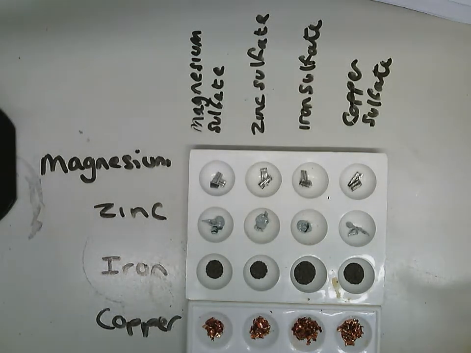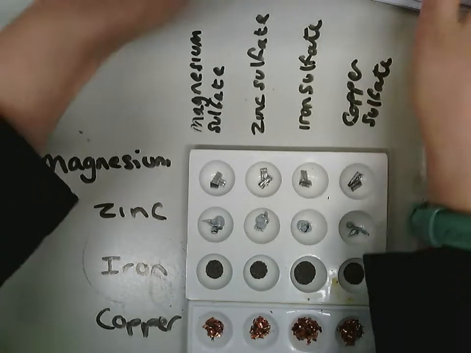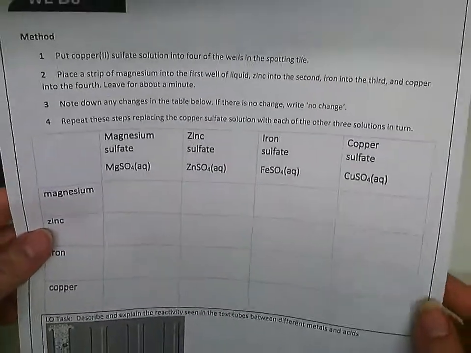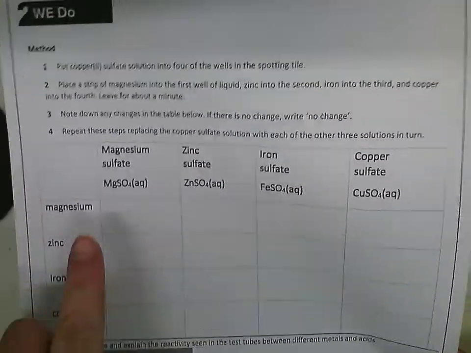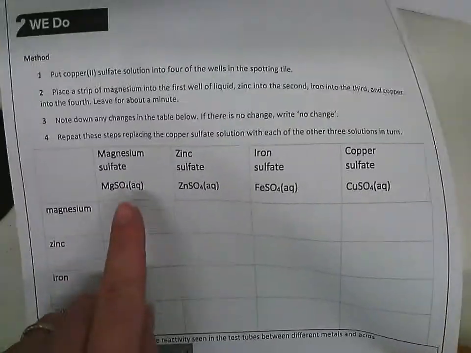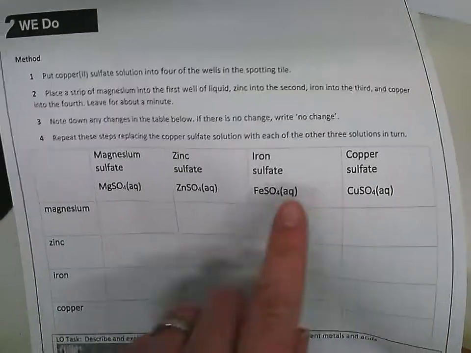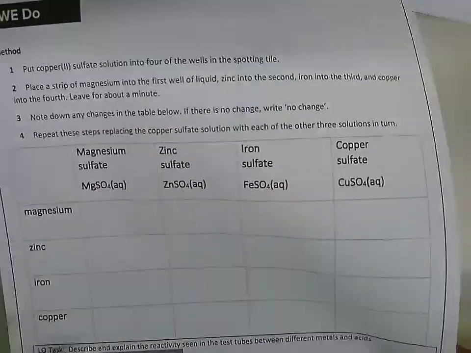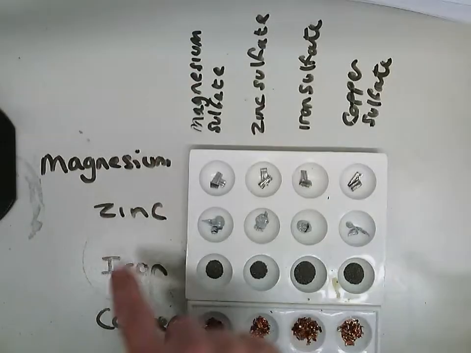Reactivity series, reacting, displacement of metals. So what you're going to be doing while we're doing this experiment is you've got this table and you're going to be filling it in. So we're going to be reacting these metals, so magnesium, zinc, iron and copper, with these four solutions. So we've got magnesium sulfate, zinc sulfate, iron sulfate and copper sulfate. So I've written them down the same size here.